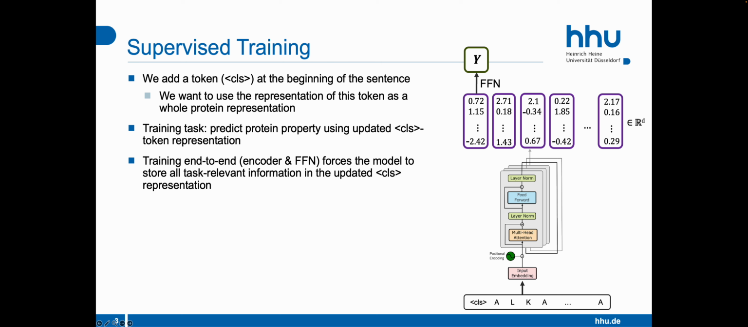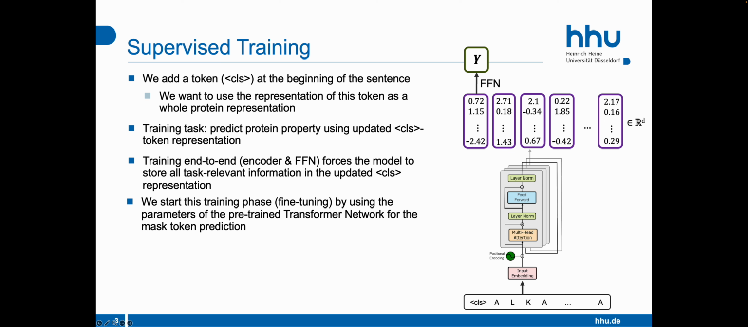When we train this whole model end-to-end, which means we adjust the parameters of the encoder and of the fully connected neural network simultaneously, we force the model to store all the protein information that is relevant for solving the prediction task in the updated CLS token representation. Training the model in this way, we get a task-specific protein representation by extracting all the information from the protein sequence that is relevant for this particular task.